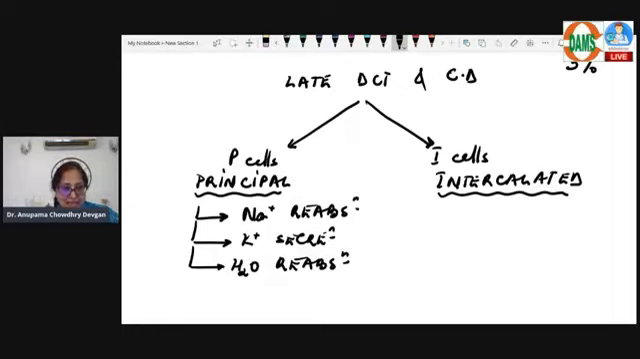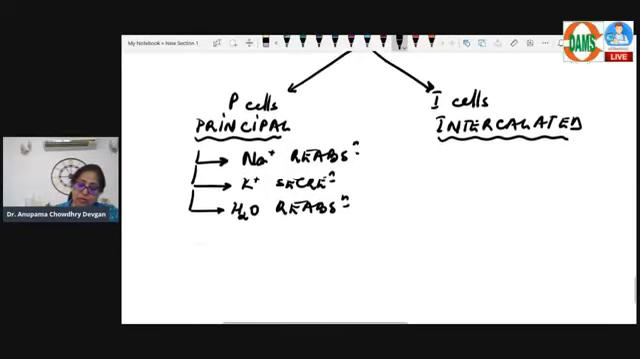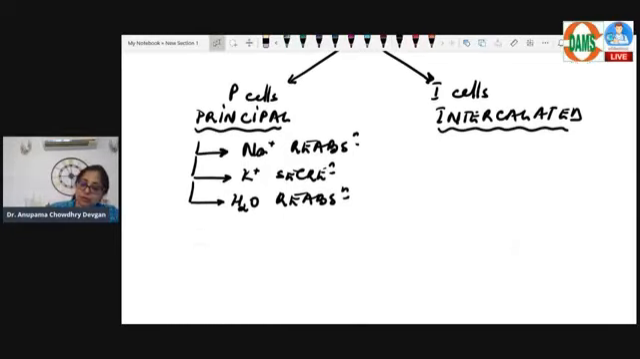Okay. Surbhi Srivastava, that's not true. It is loop diuretics, which are the strongest diuretics, isn't it? Yes. All right.